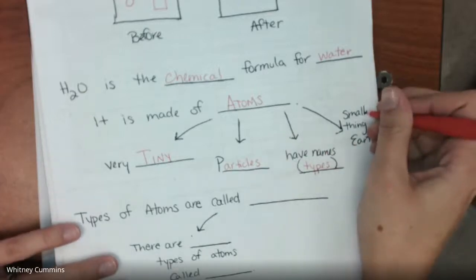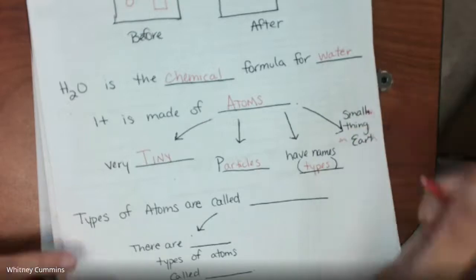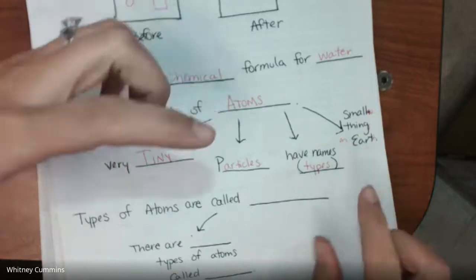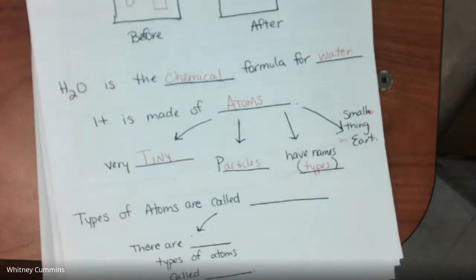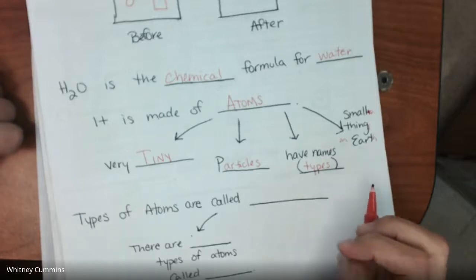But like I said, they're the smallest things on Earth, okay? Nothing is smaller than atoms, because atoms make everything else, okay? These atoms will eventually start joining together and they'll become other things, things that we can actually see, because they're really tiny right now.